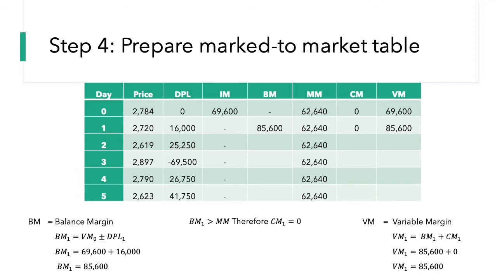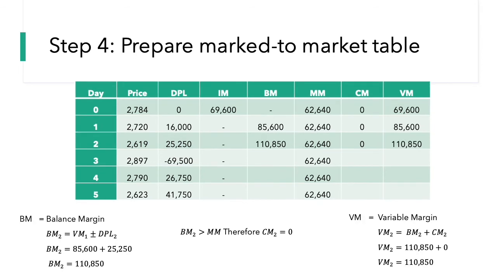Next, we move to day 3. So day 3, you make a total loss of 69,500. So we need to calculate balance margin for day 3. Balance margin day 3 is equal to variable margin day 2, which is 110,850 ringgit, minus total loss day 3, which is 69,500. So your balance margin in day 3 is 41,350.